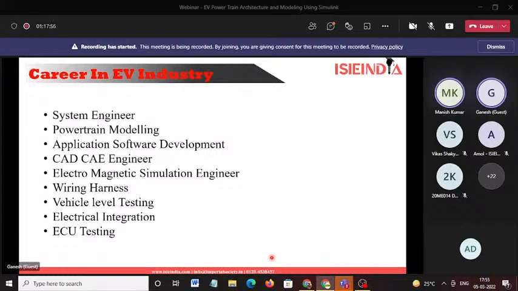And CAD and CAE are open for anyone. But coming to CAD, it is common for all. Coming to CAE engineers, there are different kinds of motor simulations which are very new for all the CAE engineers. So we don't have any reference. So they are developing standard procedures.